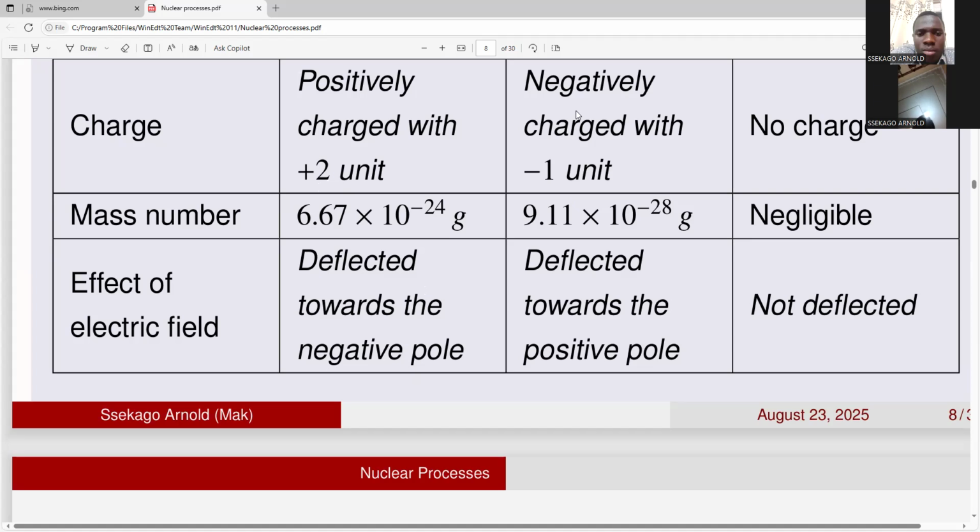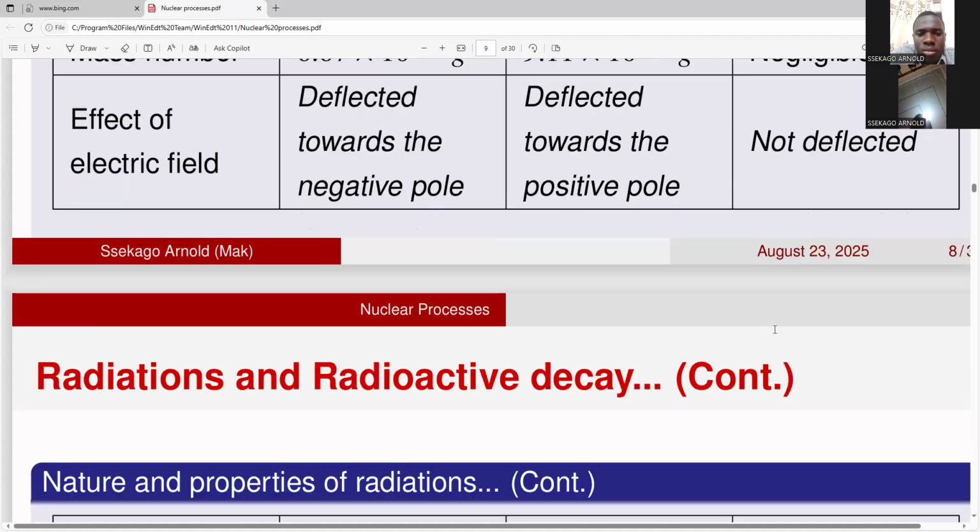And for beta particles, they are negatively charged. Anything that is negative is attracted by something which is positive. So beta particles, since they are negatively charged with a charge of -1, they are deflected towards the positive pole. However, for gamma rays, they do not carry any charge. So for them, they are not deflected.